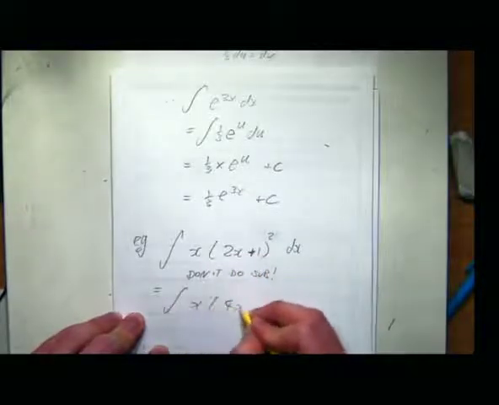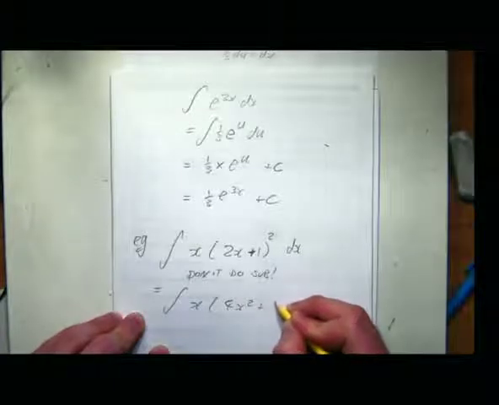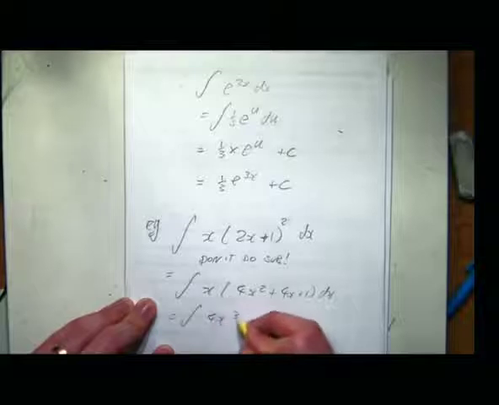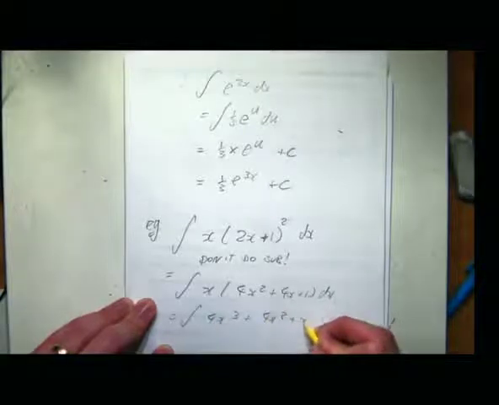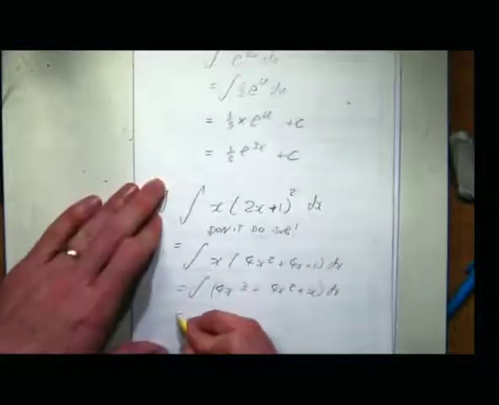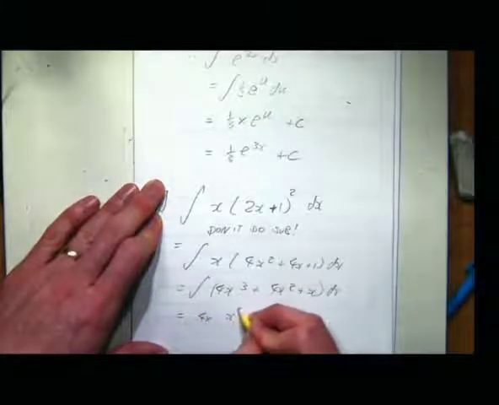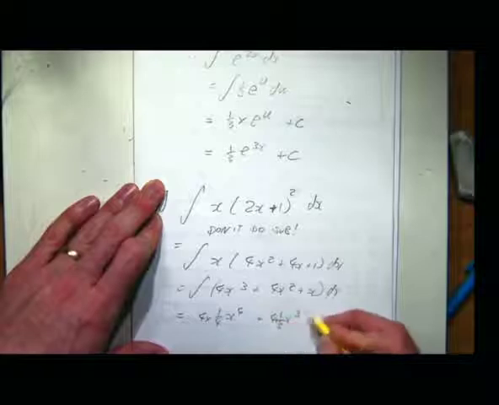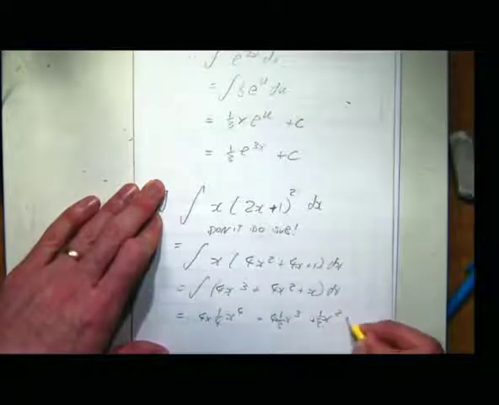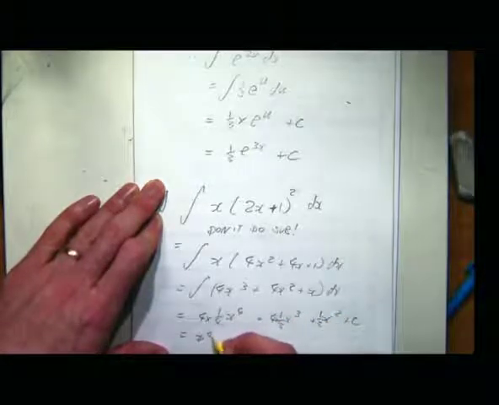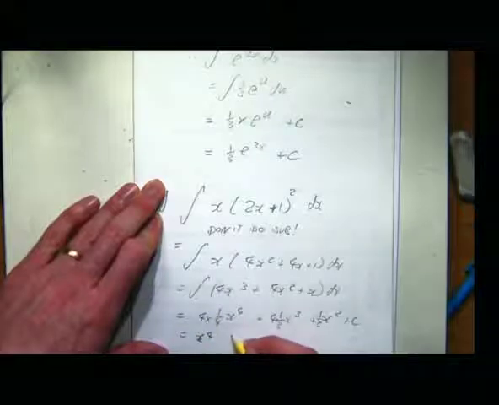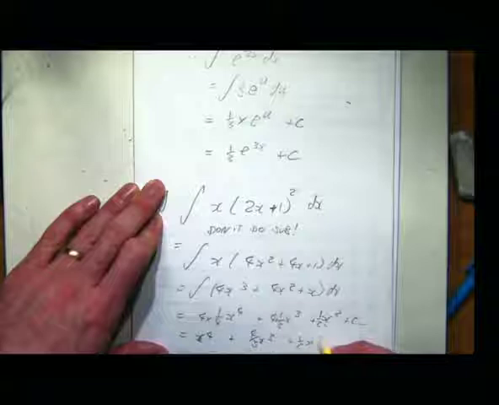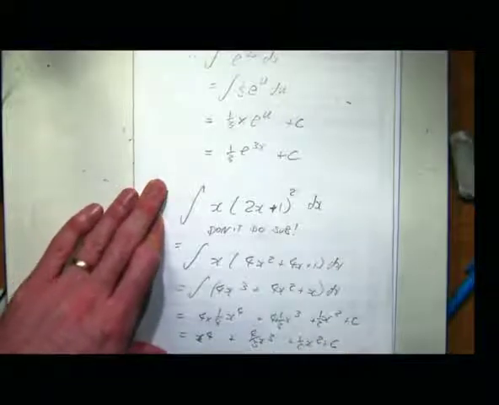You've got 4x squared plus 2 times 4x plus 1. And then I can just do my power up by 1, divide by new power, power up by 1, divide by new power, power up by 1, divide by new power, and there it is. So I don't need substitution if the power is low enough for me to be able to expand it out. Don't need to do substitution.